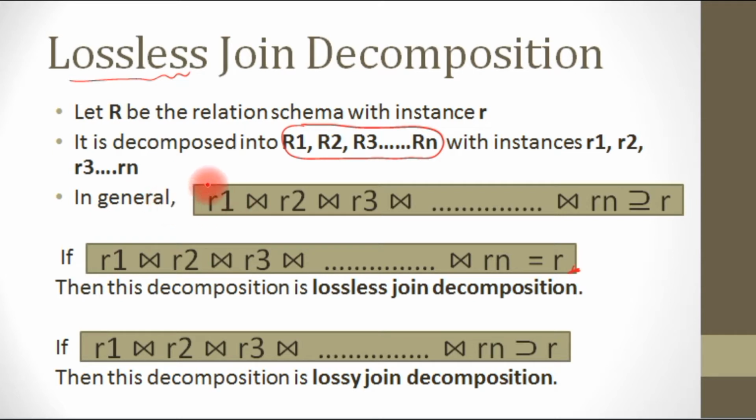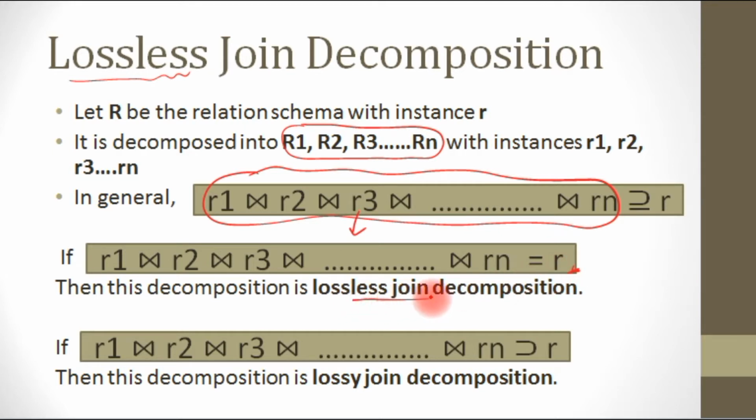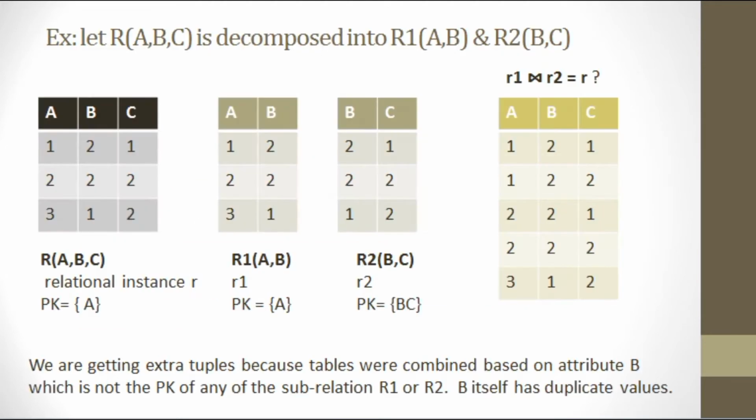Then, in general, if you join all the subrelations together, the result is a superset of the original relation R. If this join is equal to R, then it is lossless join decomposition, or if it is a superset of R, then it is lossy join decomposition. So let's consider this example, with the help of which we will understand how to find lossless join decomposition.